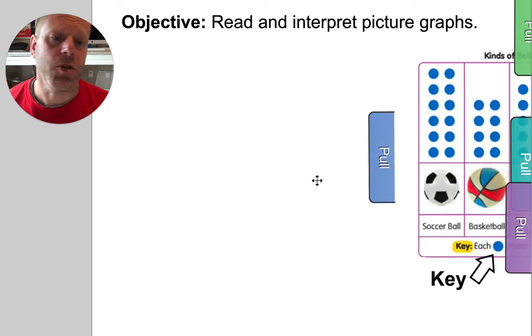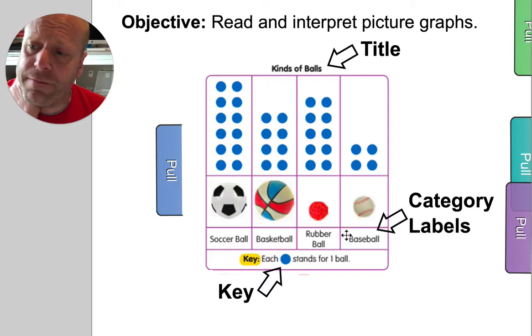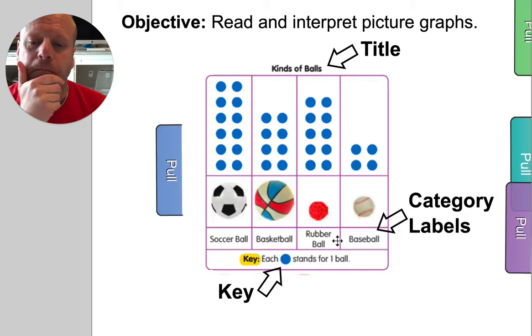I think with this one, I literally just show you just what I'm talking about. Find the title, check. Find the key, check. Find the category labels, check. Did you notice what was different about this graph? It was a sneaky one to see.